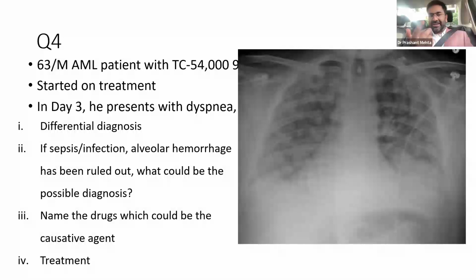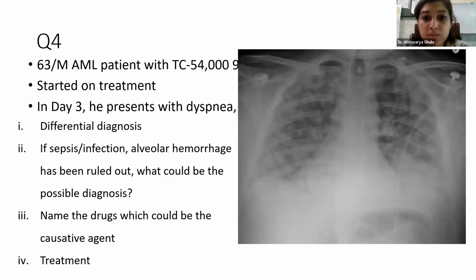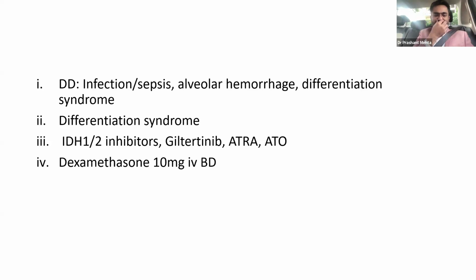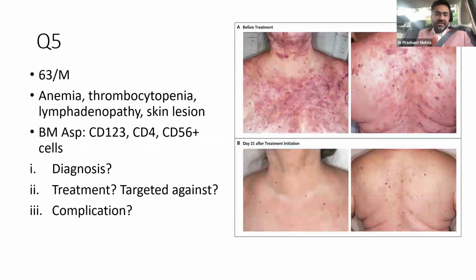Let's say I tell you this patient had an IDH mutation and he has been on a targeted drug. Now would you change your answer in any way? Yes, sir. Differentiation syndrome. Okay, fine. So move to the next slide. Next slide. So IDH inhibitors can cause this, and this patient actually had all these DDs, and alveolar hemorrhage also is a very important DD. Should be mindful of that. And all these drugs can cause this syndrome, and dexamethasone is the treatment. So I think next slide.